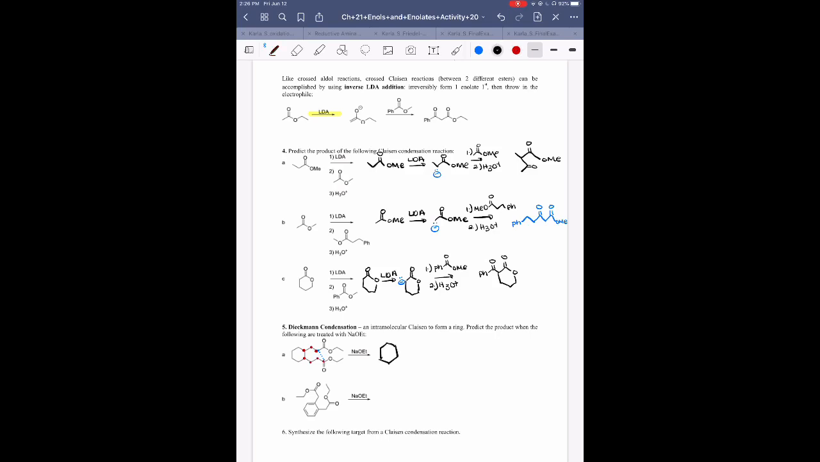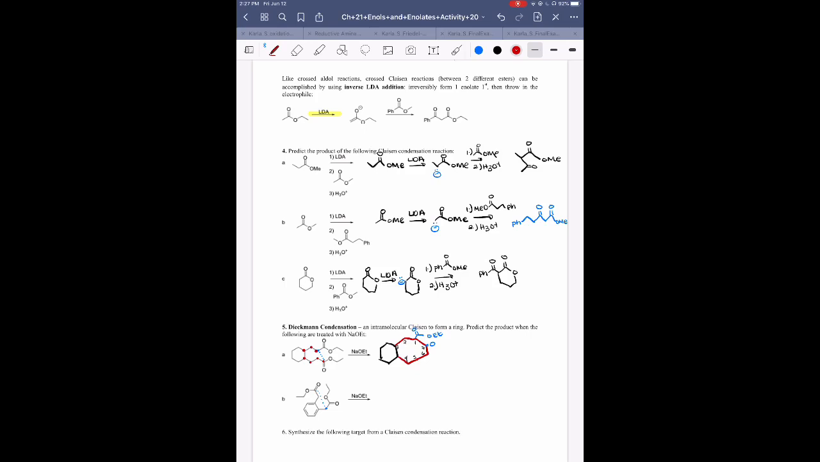Sorry for my drawings, they're a little bit ugly. So then on number 7 and 1, we're going to draw our ester and our carbonyl, as we see here. And then B, we're going to do the exact same thing.